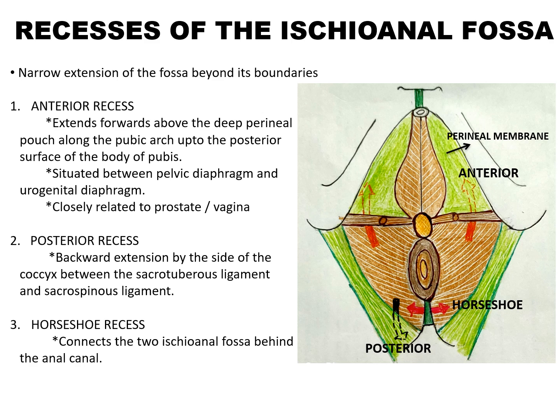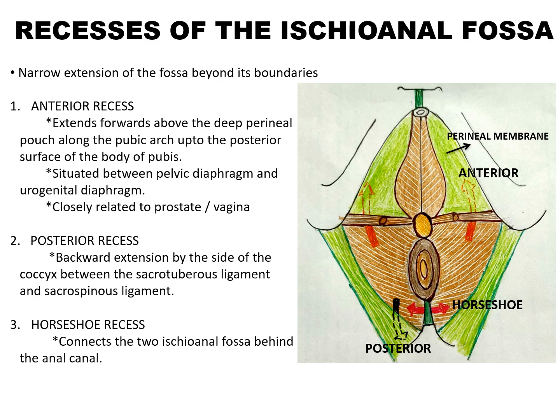Now carefully see the diagram. The red color arrow marks along the ischiopubic rami indicate the anterior recess. It is situated between the pelvic diaphragm above and the urogenital diaphragm below. This recess is closely related to the prostate in male and the vagina in female.